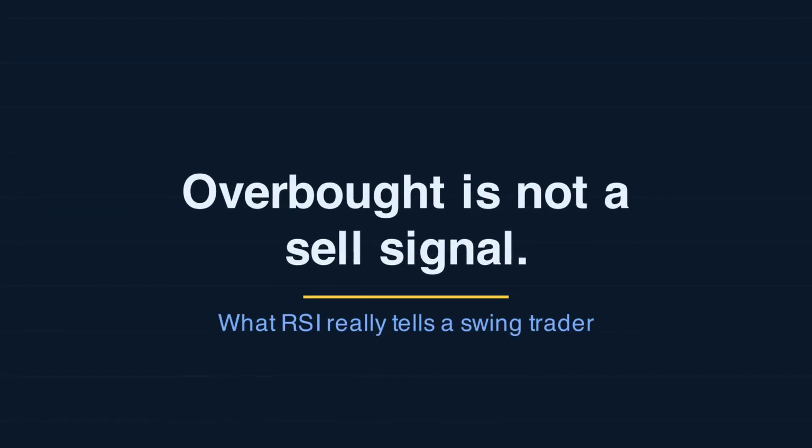The most expensive myth in trading: that overbought means sell. It doesn't. RSI is the momentum signal in the Confluence method, and used correctly it's an early warning system. Used like the textbook says, it's a fast way to short strong stocks and lose. Let me show you the difference.